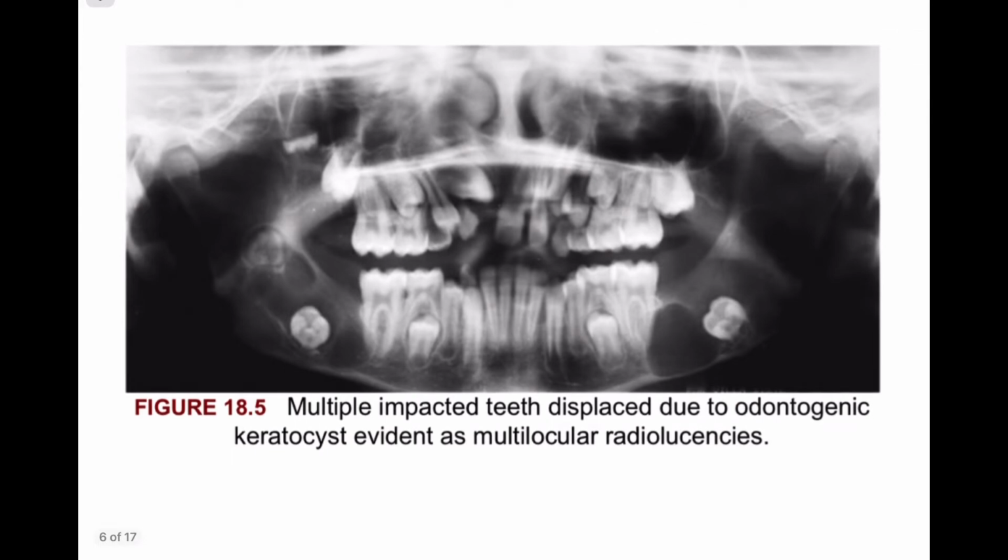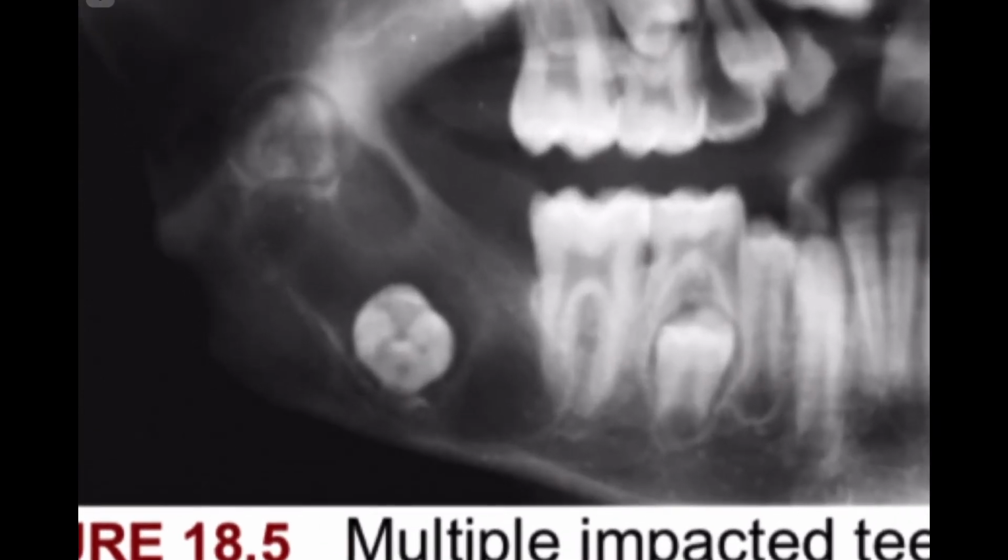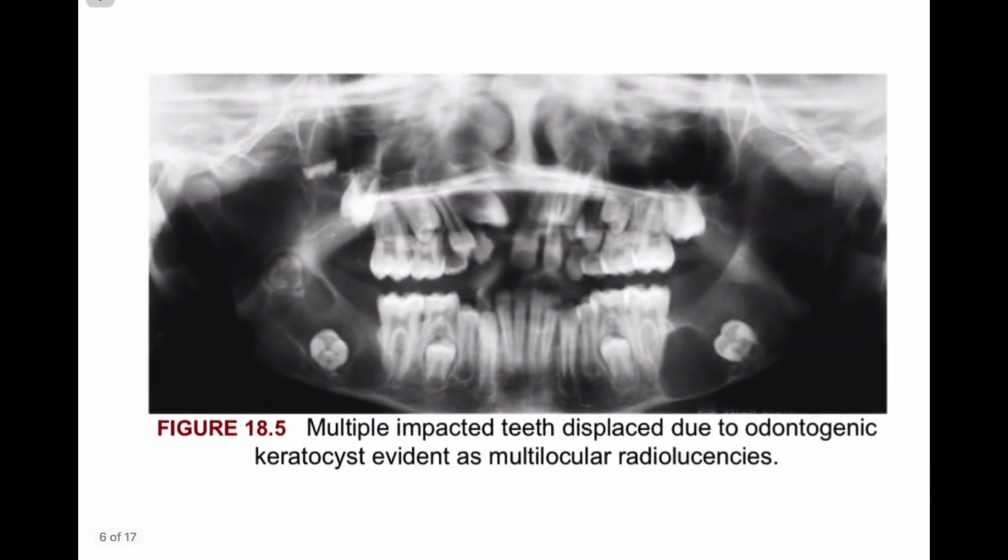So basically this is a syndrome known as Gorlin-Goltz syndrome, wherein there are multiple impacted teeth, and these are impacted mainly because of the presence of odontogenic keratocysts, right? And these are creating a kind of multilocular radiolucencies. As here we can see, there are multiple radiolucencies present. So this is also a very important syndrome, and it can be asked in an MCQ, or an SAQ may be asked altogether, in which you will have to describe the clinical features, right?